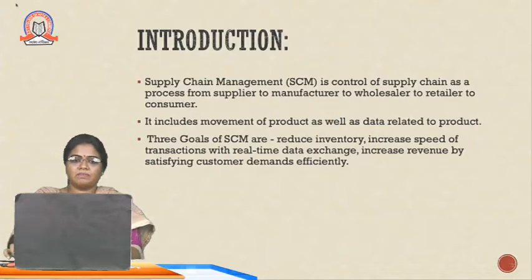Introduction. Supply chain management is the control of supply chain as a process from supplier to manufacturer to wholesaler to retailer to customer. It includes movement of product as well as data related to product. Three goals of SCM are reduce inventory, increase speed of transaction with real-time data exchange, increase revenue by satisfying customer demands, efficiency.